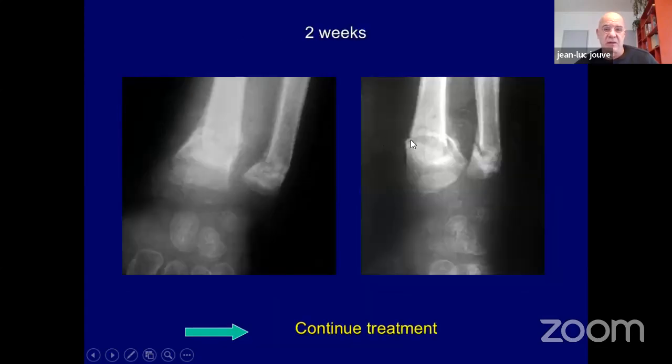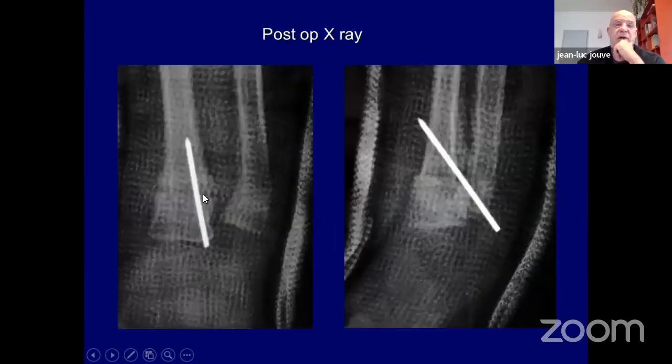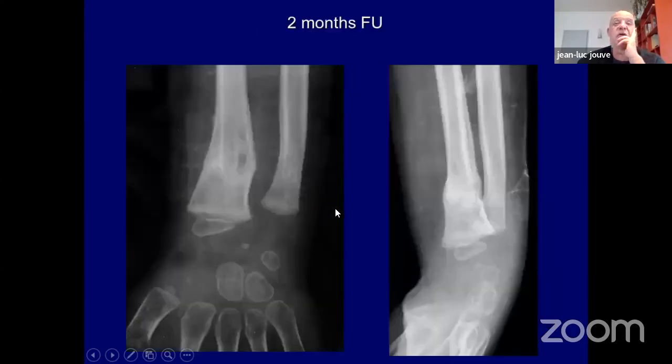At 2 weeks, the displacement worsened. And at 3 weeks, there is an angulation of 35 degrees. So we decided to do a conversion, and we placed a percutaneous pin and a cast, and at the end we obtained a good result. So this fracture can be reduced in all cases, but you have to check this fracture every week during the first 3 weeks.